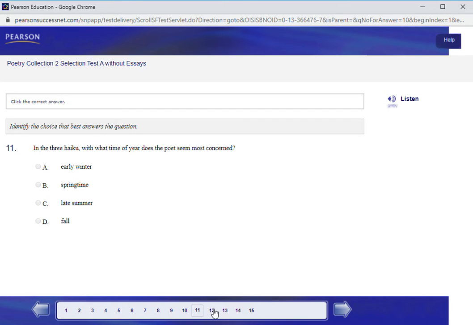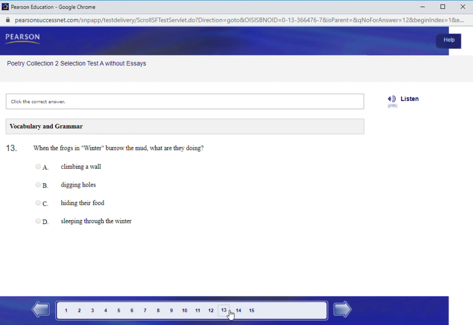In the three haiku, how is the poet's attitude toward nature best described? Appreciative? Well, I would say yes. Uninterested? No, because if you're uninterested, why would you write three haiku about it? C, unobservant? No, because they notice the details of the spring, so no. And hostile? No. Okay, so A would be our best choice.